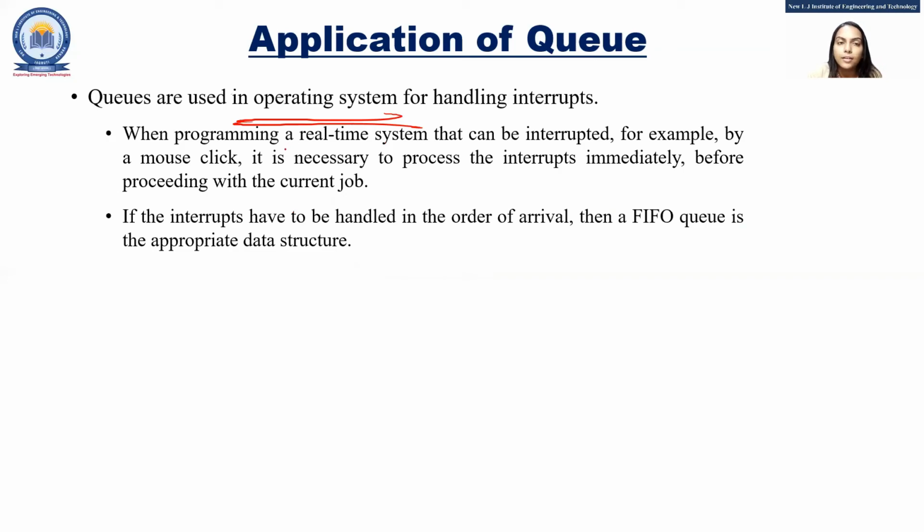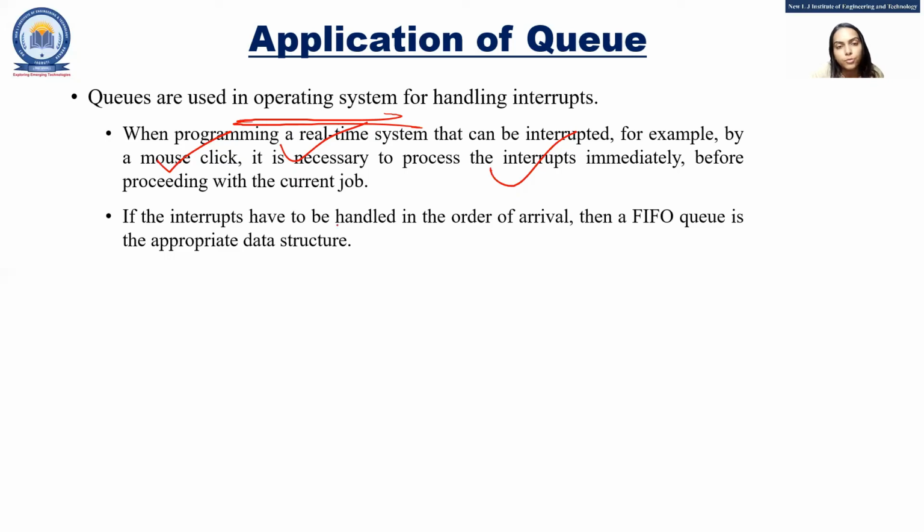When programming in a real-time system, the system can be interrupted by many things. How to handle those interrupts? The operating system takes care of how to handle them. For example, a single mouse click can also be considered an interrupt. It is necessary for the operating system to process these interrupts immediately, before proceeding with the current job. If this video is going on and I press the pause button, first of all it is an interrupt, so it will be handled first. Then if I play it again, it will be resumed.